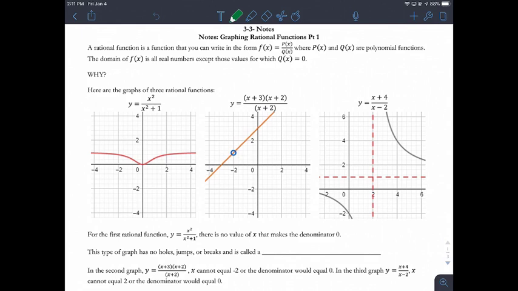All right, welcome to 3.3 notes. We're talking about graphing rational functions today. In order to graph rational functions, we need to know how to find several things. So that's going to be the main focus of today's lesson.